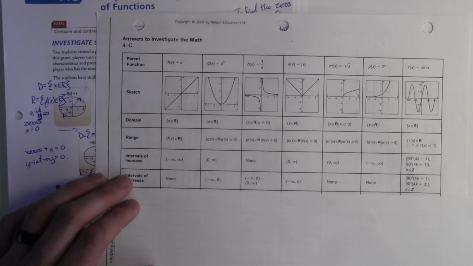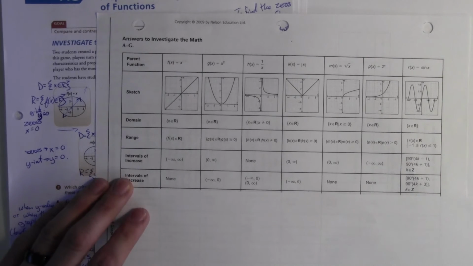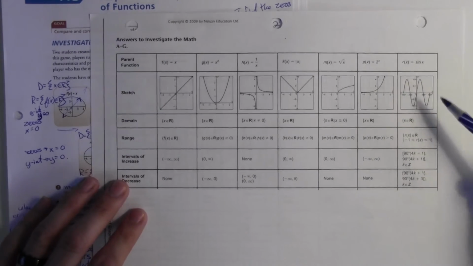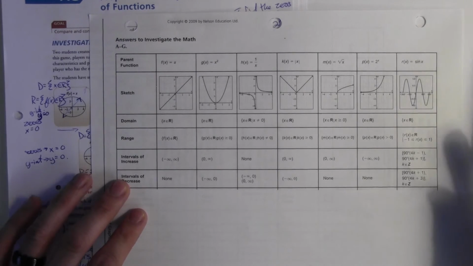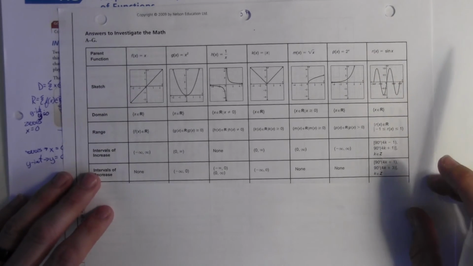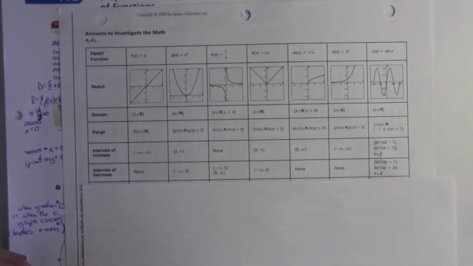Okay, so the paper's missing sine x for us. Is it on the back? No. Okay, so you're gonna make it. Okay, so just add on to the table where you can.